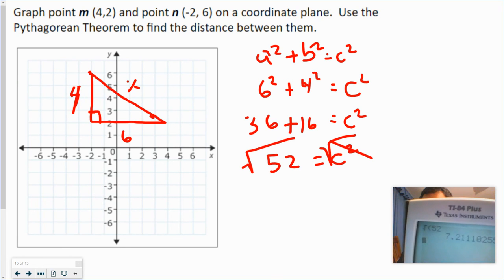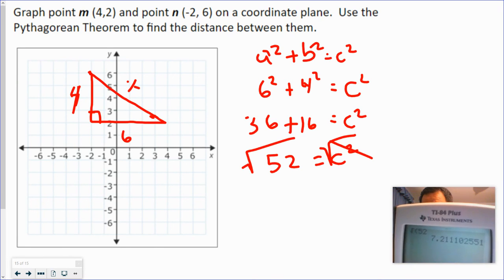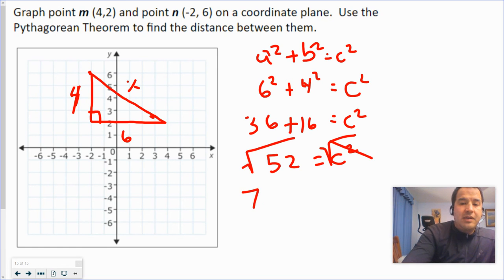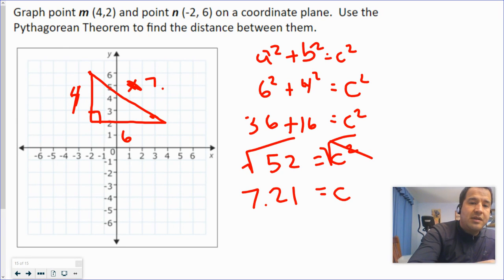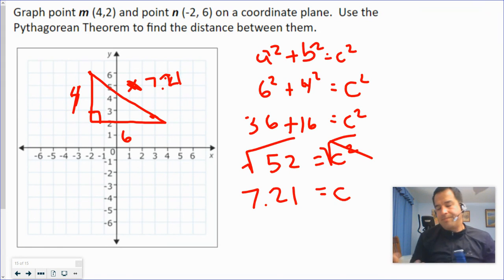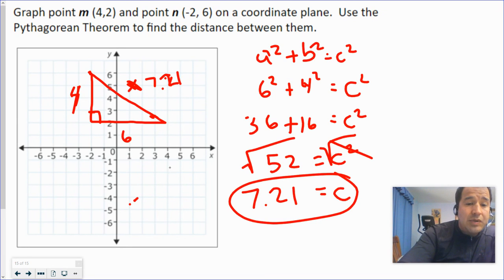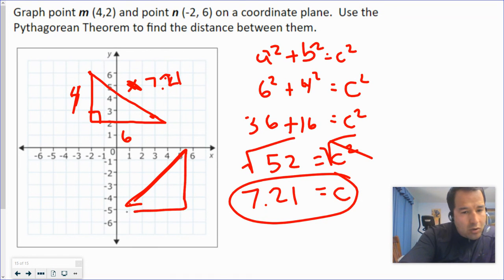Okay, there is the actual answer right there. So rounded to the nearest hundredth, that would be 7 and 21 hundredths equals c. So this distance right here is 7 and 21 hundredths units or squares. And that would be the answer. And using the Pythagorean theorem, we can find the distance between any two diagonals or any diagonals that end at coordinate points that we can actually use the Pythagorean theorem for.